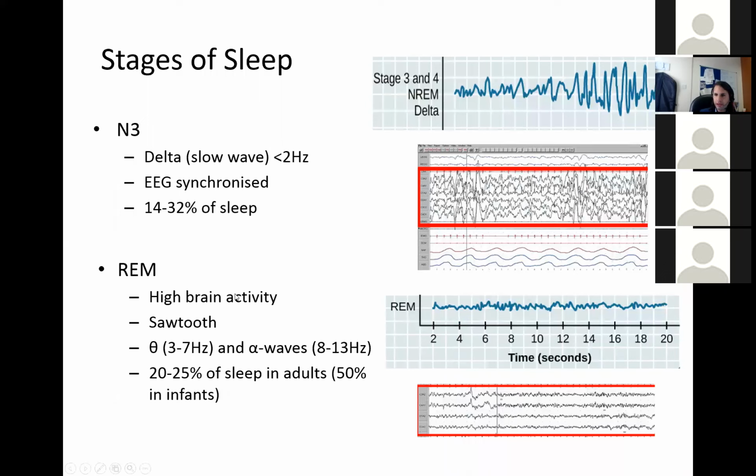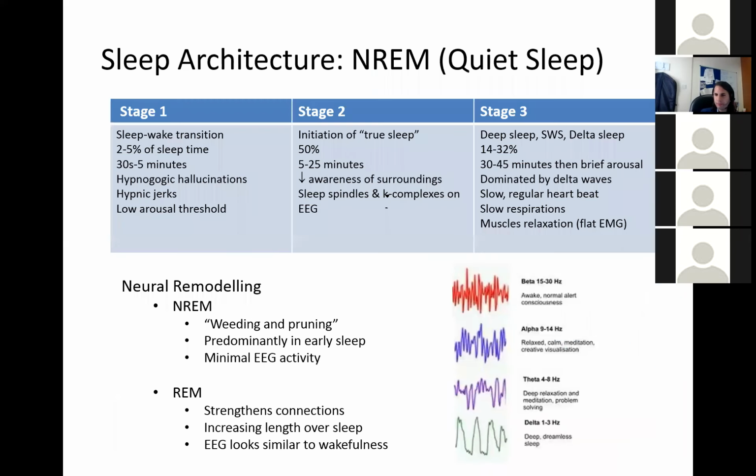You then get N3 sleep, which is delta slow wave activity. The EEG is what we call synchronized, and this is about 14 to 32% of your sleep. And then you get REM, which is high brain activity, the sawtooth pattern, and you can get theta and alpha waves, which are different hertz. And in adults, it's relatively less. In infants, actually, 50% of their sleep is REM sleep.